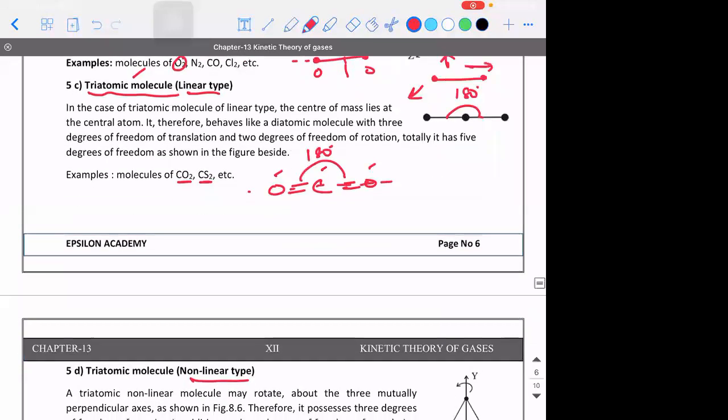So in the case of a triatomic molecule of linear type, the center of mass lies at the central atom. It therefore behaves like a diatomic molecule. With how many degrees of freedom due to translation? It will have 3 degrees of freedom due to translation and 2 degrees of freedom due to rotation, because it can rotate about the carbon atom either in the y direction or z direction. So totally, a triatomic molecule of linear type also has 5 degrees of freedom. Am I clear, guys?